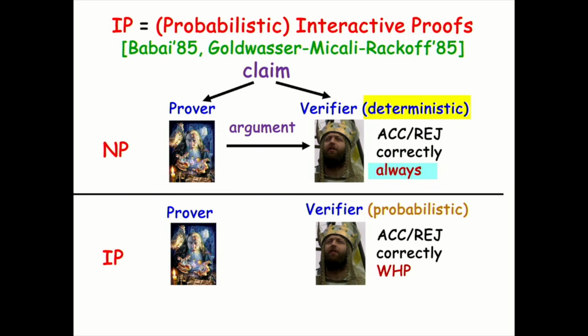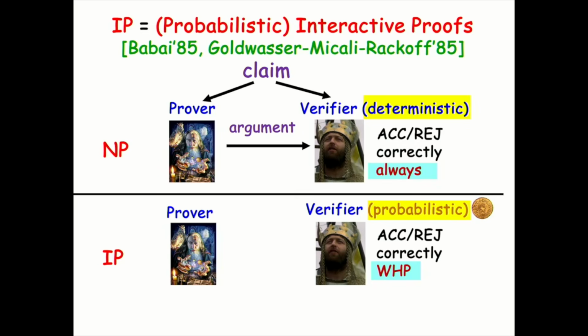IP, interactive probabilistic proofs, look the same, only you allow the verifier to toss coins. So we are changing the notion of what it means to prove a theorem. The verifier can toss coins, and it can make mistakes. The mistakes can be made arbitrarily small, but they are allowed. So this seems somehow sacrilegious. We are taking a notion of mathematical proof and allowing errors. This is terrible. Of course, this came from cryptography.